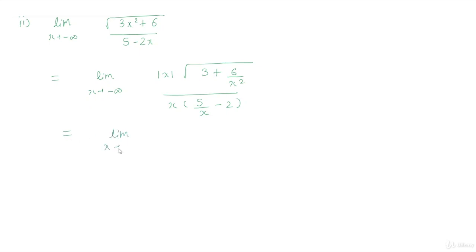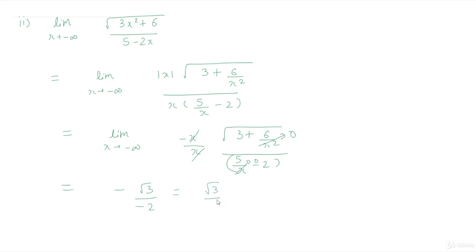So this thing will be minus x over x, and this will be root over 3 plus 6 by x square over 5 by x minus 2. So this x will be cancelled by this x. And finally we can now plug in x equal to infinity here. So this part will be 0 and this part will also be 0. So this will be minus root 3 over minus 2. So this minus and this minus get cancelled and the answer is root 3 by 2.